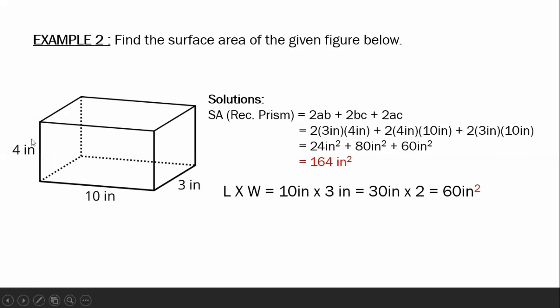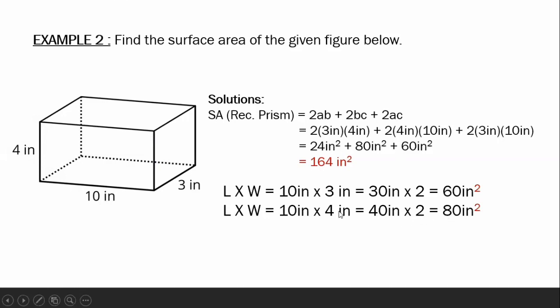Next, the front area of the rectangular prism. The front and the back parts are equal, therefore we can make this equation. The length is 10 inches, multiplied by 4 as our height, we have 40 inches. Since the front and the back are equal, that is equal to 80 inches.